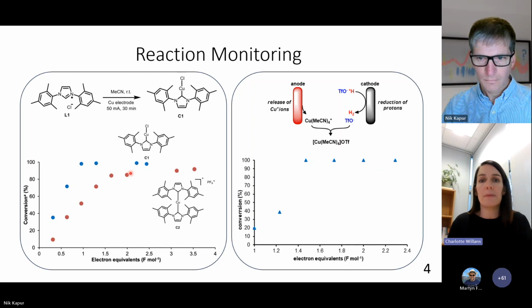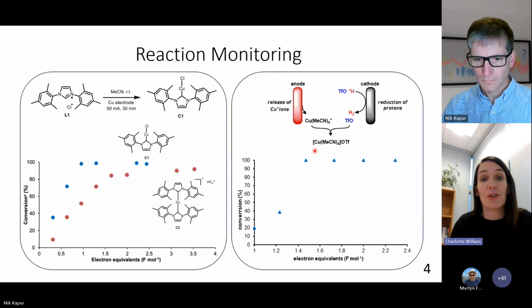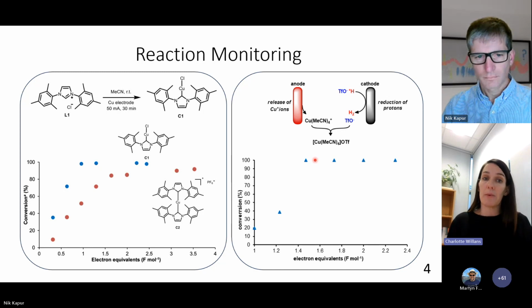Similarly, on the right-hand side, the formation of the copper triflate, we can monitor that reaction over time. Theoretically, only 1 electron equivalence is required for this reaction, but you can see that we're nowhere near full conversion, whereas once we get to 1.5 electron equivalents, we have full conversion of that. So it enables us to optimize these reactions by withdrawing samples over time and monitoring those reactions.